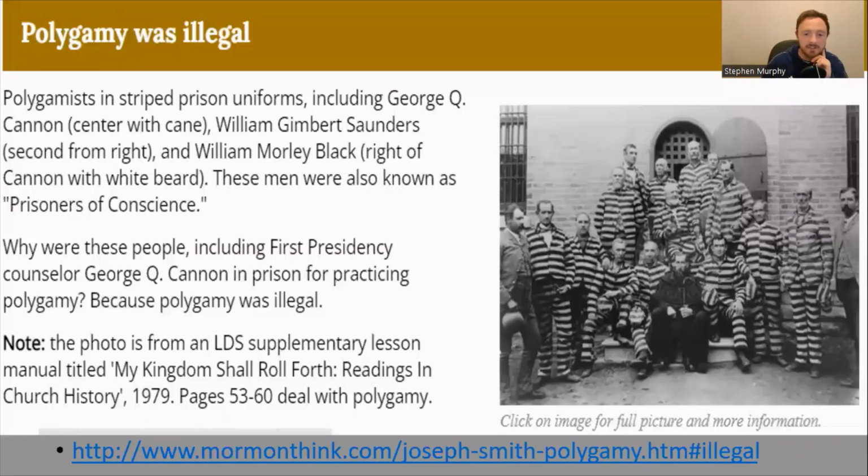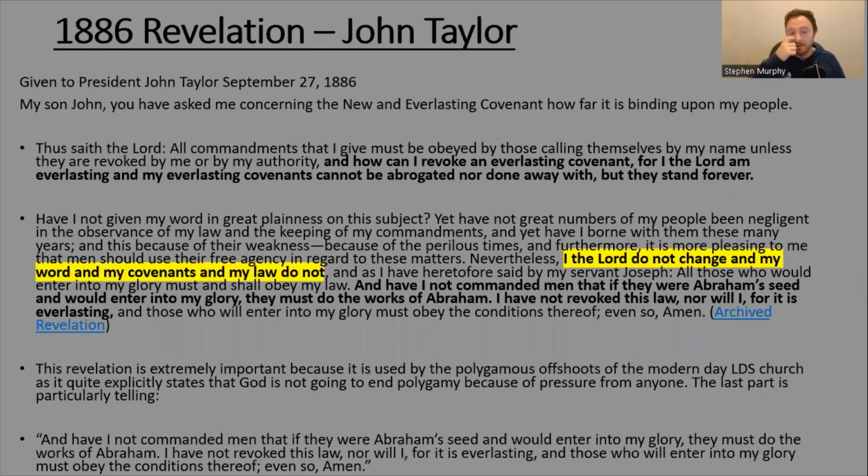You can see in this picture here many leaders of the church, including George Buchanan, William Gimbert Saunders, William Morley Black. So many of these were put in prison because polygamy was illegal. So this was a revelation given by John Taylor. Now this is quite interesting because in 1886 they were getting a lot of pressure to stop the practice of polygamy. And this is sort of a revelation that John Taylor received from the Lord. So I'm going to read it.